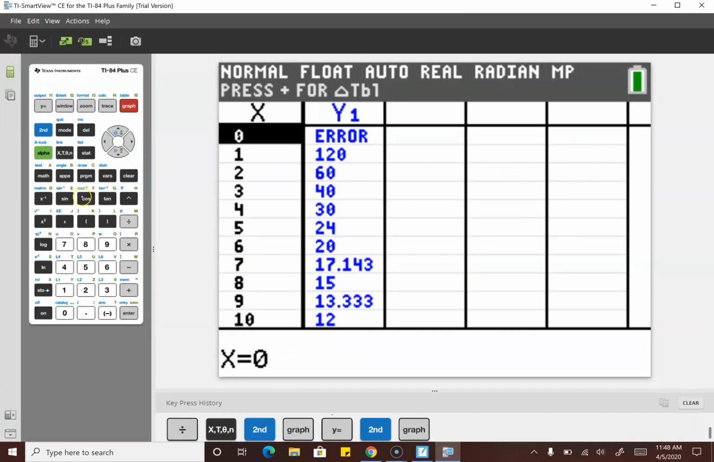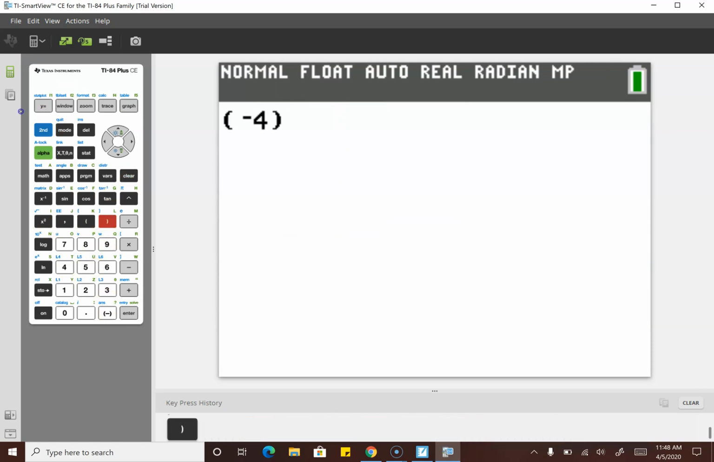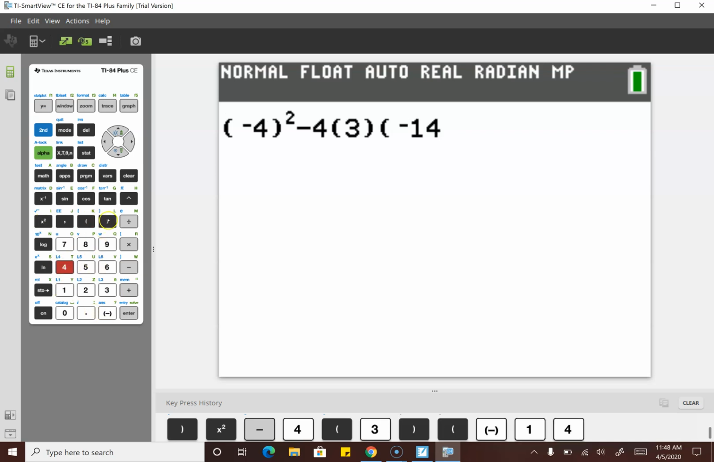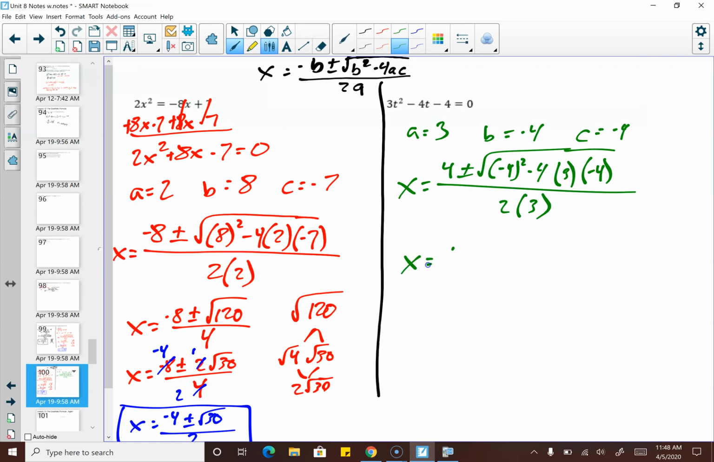So we'll go to our calculator here, go back to our main screen. -4 squared minus 4 times 3 times -4, not -14. And we end up with 64. So x equals 4 plus or minus square root 64 over, and 2 times 3 is 6. So the nice part about this one is 64 is a perfect square. The square root of 64 is 8.